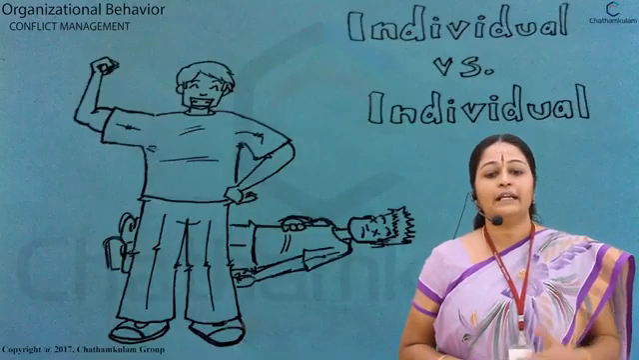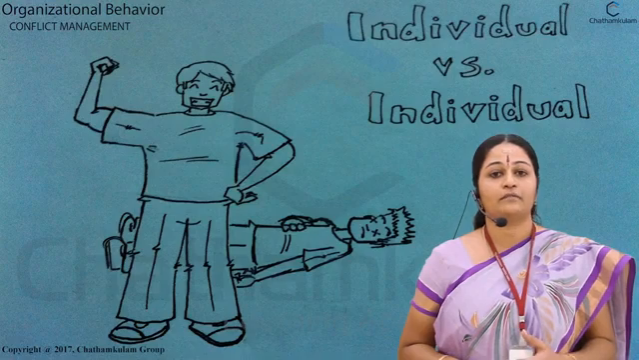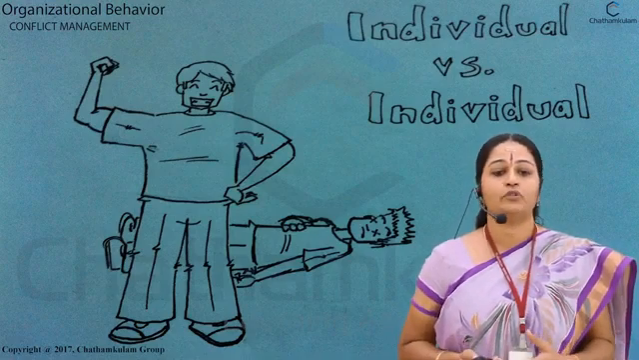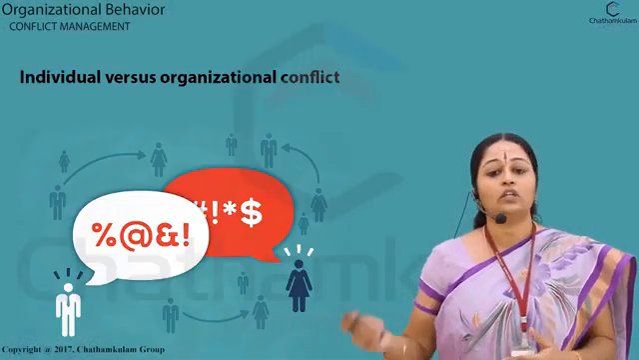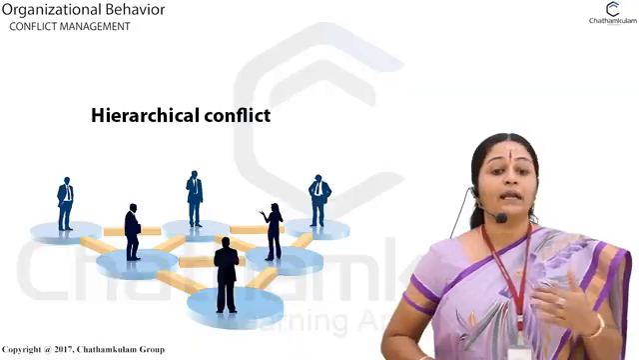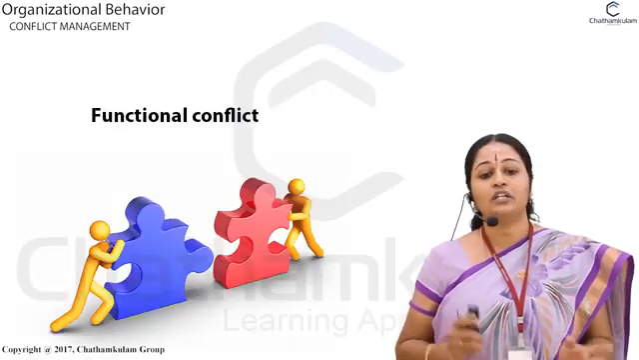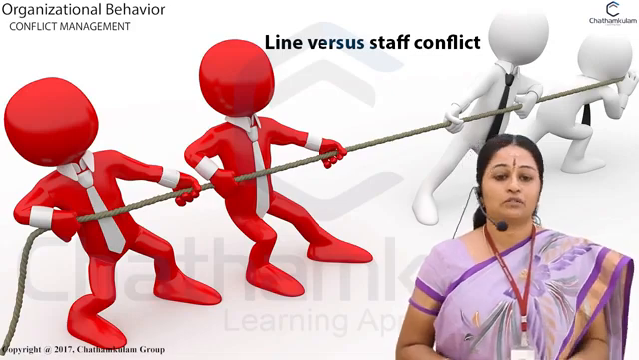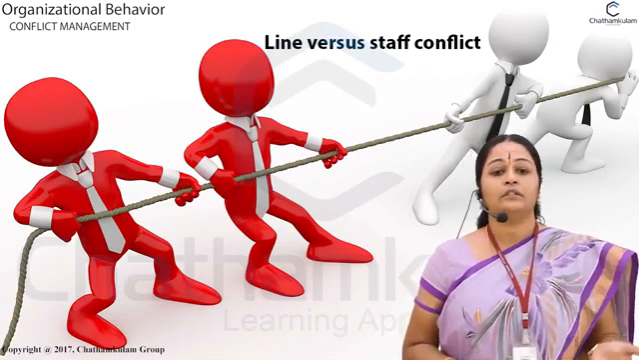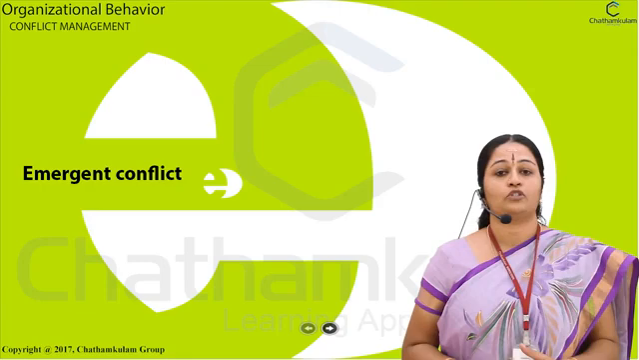Individual versus individual conflict. That is one individual with another individual. Individual versus organizational conflict. Hierarchical conflict. Functional conflict, line versus staff conflict. Then there will be emergent conflict also will happen.